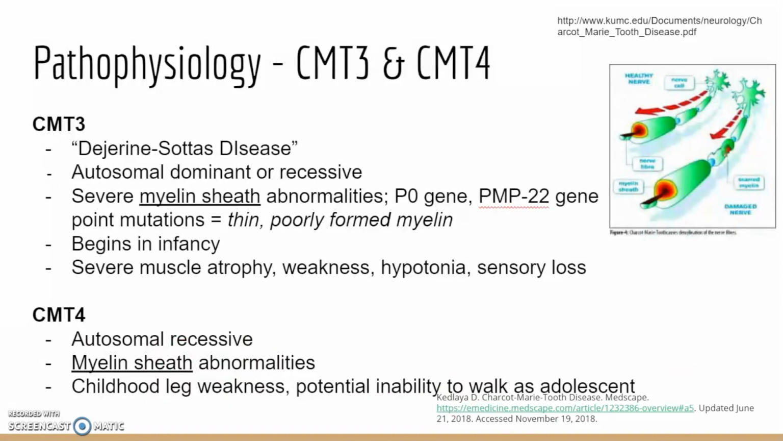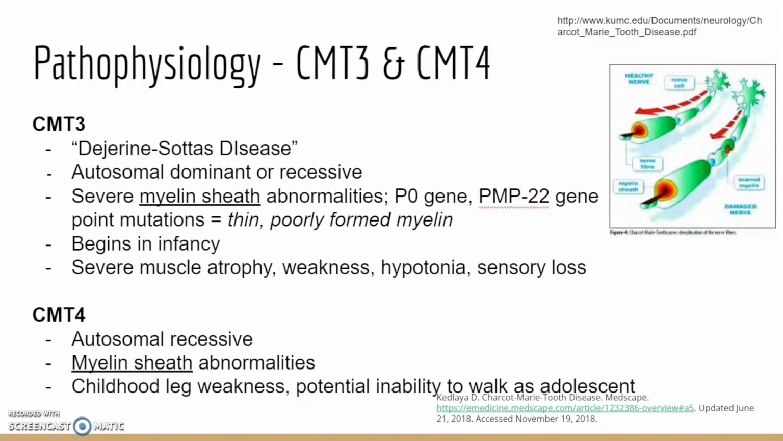CMT3 is a rare, severe demyelinating neuropathy which begins in infancy, unlike most other forms of CMT which begin to show in childhood or adolescence. It is inherited in either an autosomal dominant or recessive manner. CMT4 is an autosomal recessive disease, meaning both sets of the mutated gene must be present for an individual to have the disease. CMT4 diseases are related to demyelination, which is similar to CMT1 and CMT3's pathophysiology, but the difference is this is just autosomal recessive.